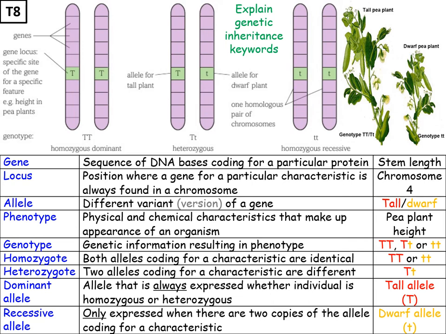And recessive alleles are only expressed when there are two copies of the recessive allele that codes for that characteristic. So in this case, the pea plant could only be a dwarf in terms of its stem length for its height when there are two dwarf alleles or two recessive alleles, which are the dwarf versions or variants. In other words, two lowercase t's.